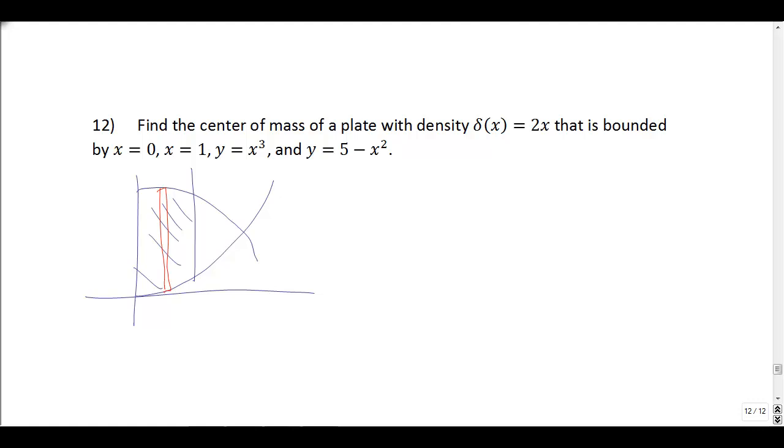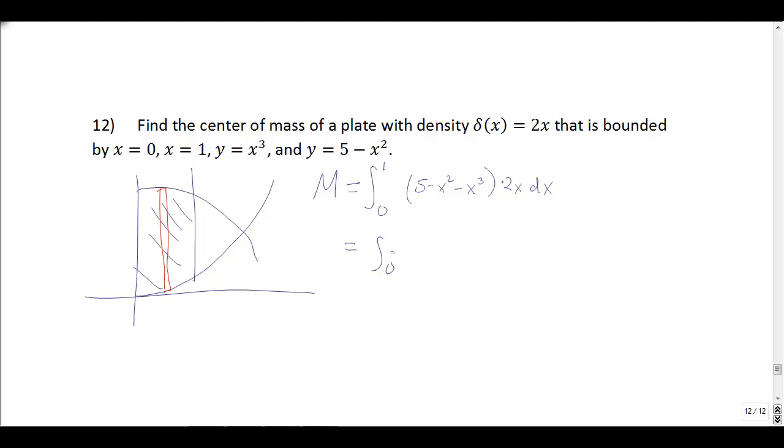So let's set things up. Our mass, we're going to integrate 0 to 1, and we're going to do our height here. Our height is top function, 5 minus x squared, minus bottom function, x cubed. But now we need to also multiply by the density, which is 2x. Before we could have put a delta in there, but the deltas would have canceled out. Here we really need that 2x. So this will give us not the area of that region, but the mass of a plate using our density being 2x.